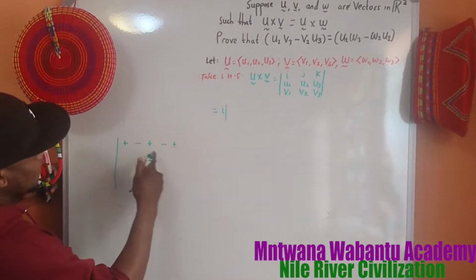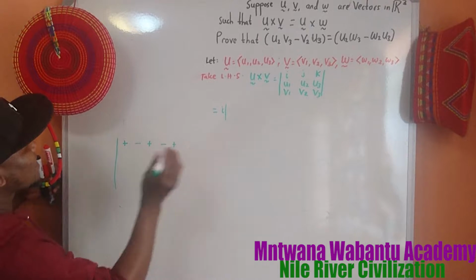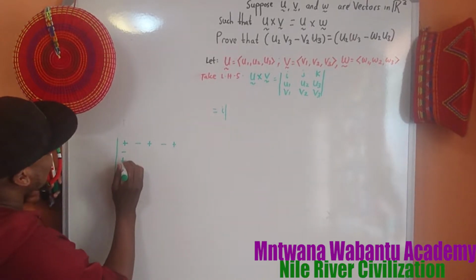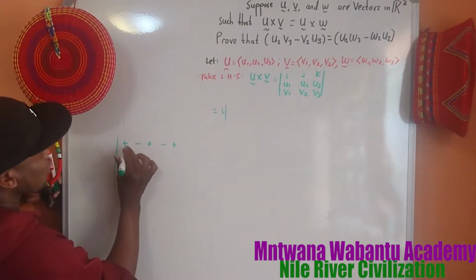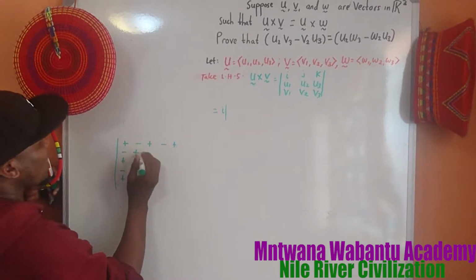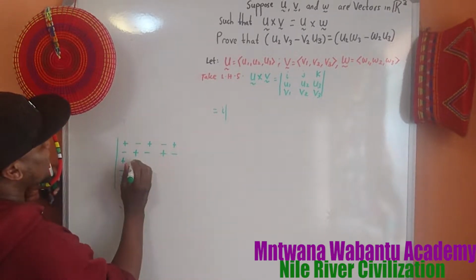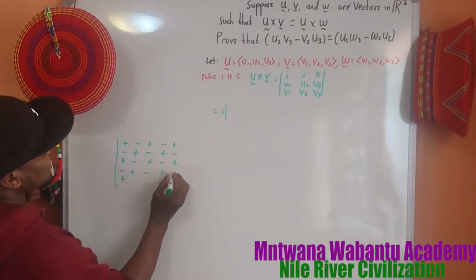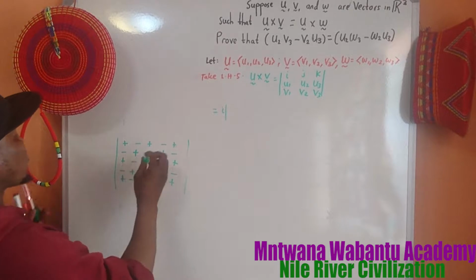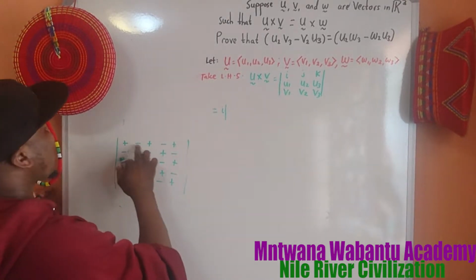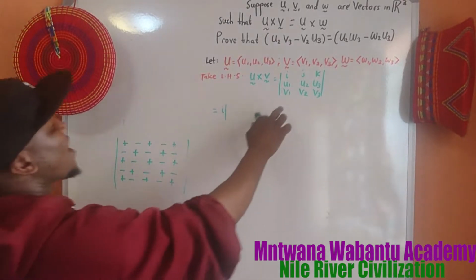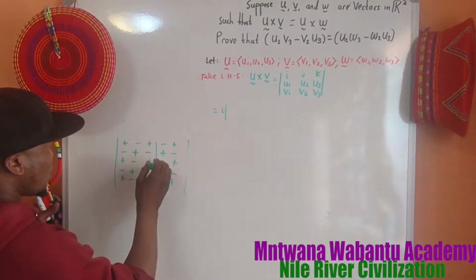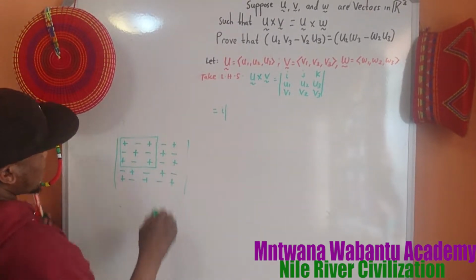It doesn't matter if it's 5 or even 10. The signs go negative, positive, negative, positive, so we always start with positive. This will be positive, this will be negative, and so on, alternating. But in our case, it's 3 by 3, so we're only going to use the first three signs.